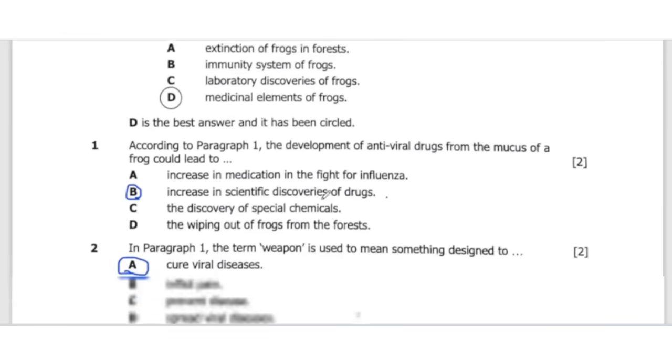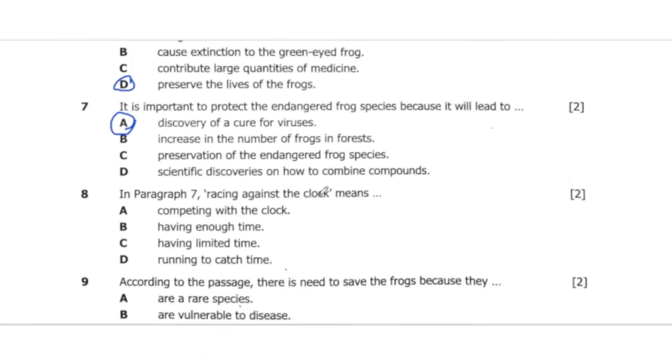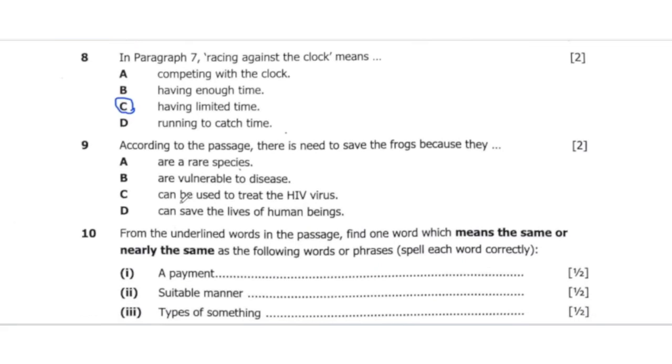Okay, so let's go to the answers. A is it means competing with the clock, B, having enough time, C, having limited time, D, learning to catch time. So here we can say that the correct answer for number 8 is C, having limited time. So the time is not on their side. When you say I'm racing against the clock, meaning we don't have enough time, you are doing things and the time is limited. Anytime you may just be told that it's time up. Like you are writing an exam, you are racing against time, so you have a limited time to do something. So that's what it means.